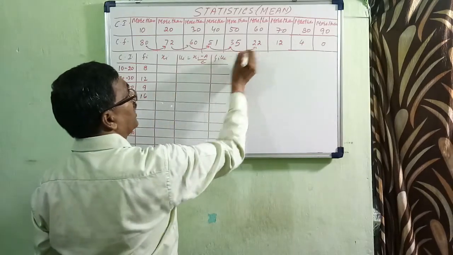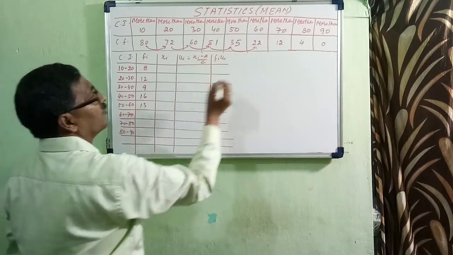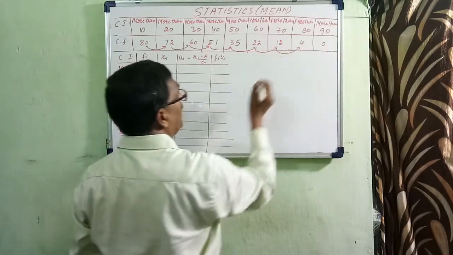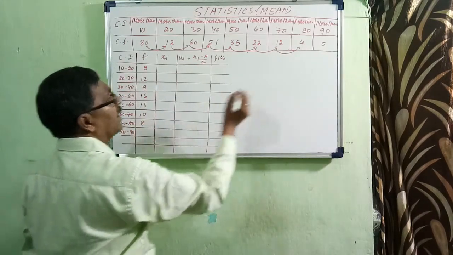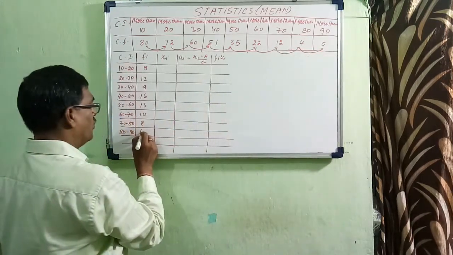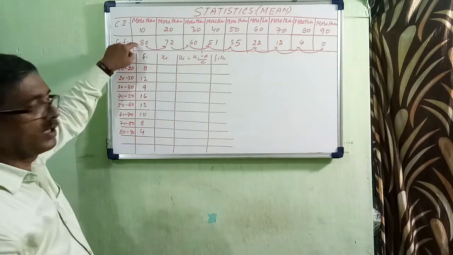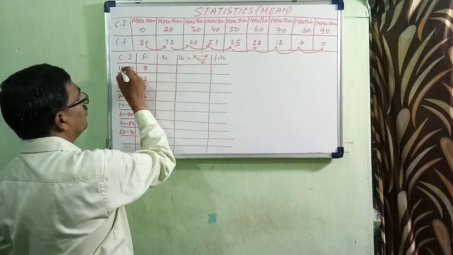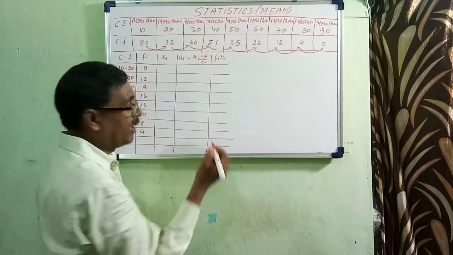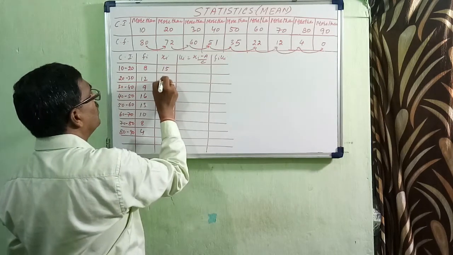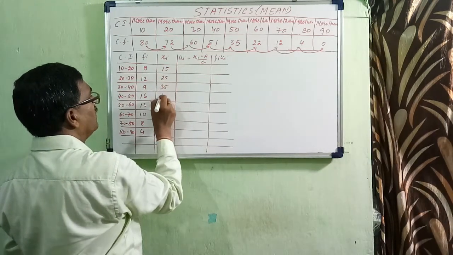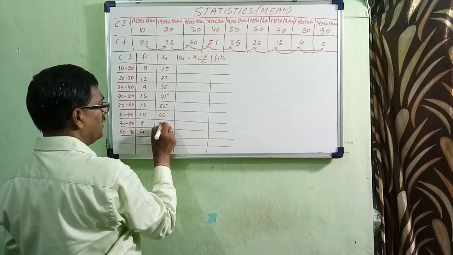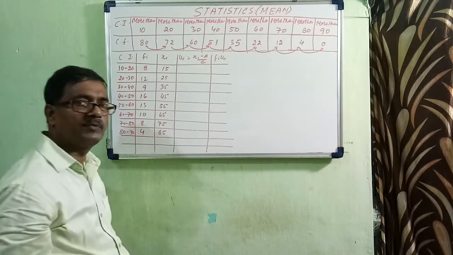Then from here you subtract, how much? 13. From here you subtract, it will be 10. From here you subtract, it will be 8. And from here you subtract, it will be 4. So when you add, it must be equal to 80. So now 10 to 20 means 10 plus 20 by 2, 30 by 2 means 15, 25, 35, 45, 55, 65, 75, 85.